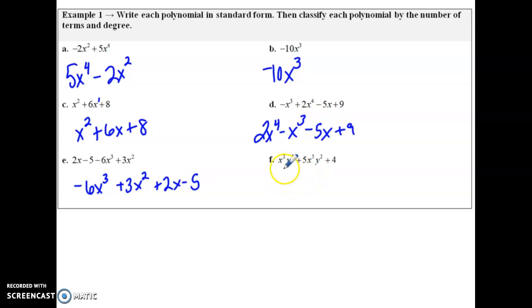And then if there's 2 variables, to decide what order to write it in, you add the exponents together. So 2 plus 2 for this first term is 4, and 5 plus 2 for the second term is 7. So since 7 is bigger than 4, we're going to put that 5x to the 5th y squared first, and then x squared y squared second, and then a plus 4. Okay, so that's how you write those in standard form. Biggest exponent goes first, and then we decrease as we go.